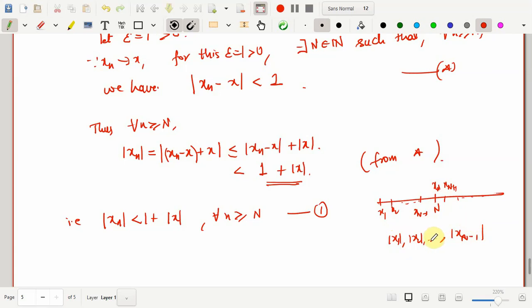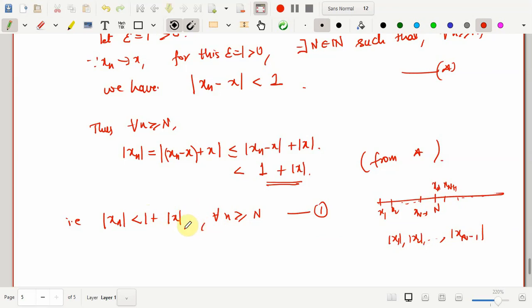Now whatever the maximum that you are choosing, again you have to compare with this 1 plus mod of x, because we want to bound for each natural number, for each xn term. So if this 1 plus mod of x itself is greater than every other term over here, then I can consider this as the overall bound. If it is not, then there should be something maximum from this which is dominating this 1 plus mod of x.